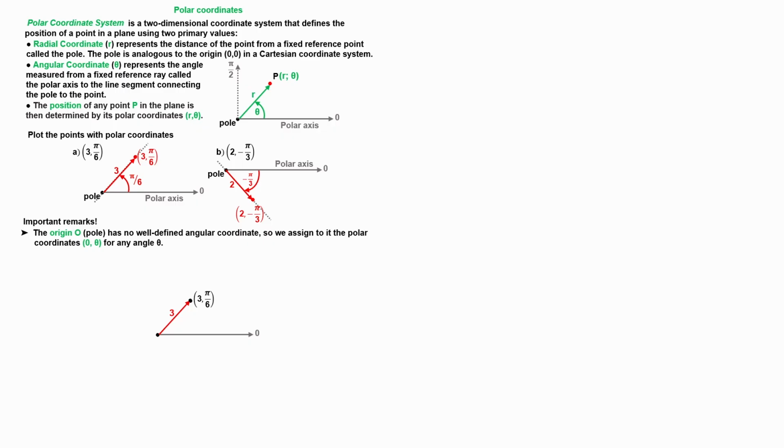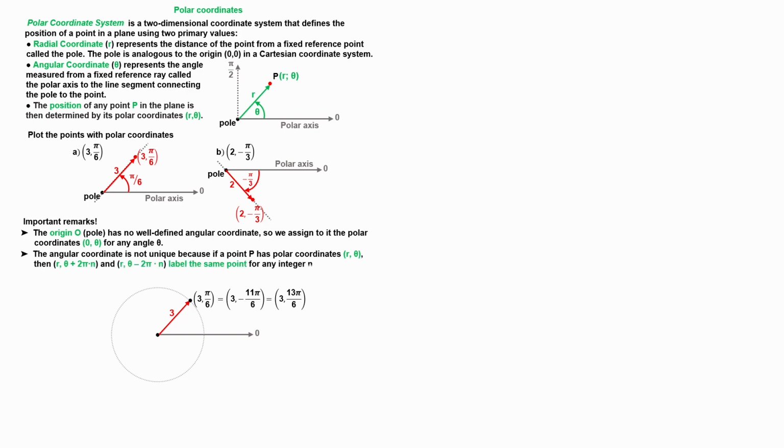This is because angles that differ by a multiple of 2 pi have the same terminal point, whether you go around the circle clockwise or counterclockwise. Adding or subtracting full rotations brings you back to the same angular position. The angular coordinate is not unique because if a point P has polar coordinates r and theta, then adding or subtracting full rotations label the same point for any integer n.